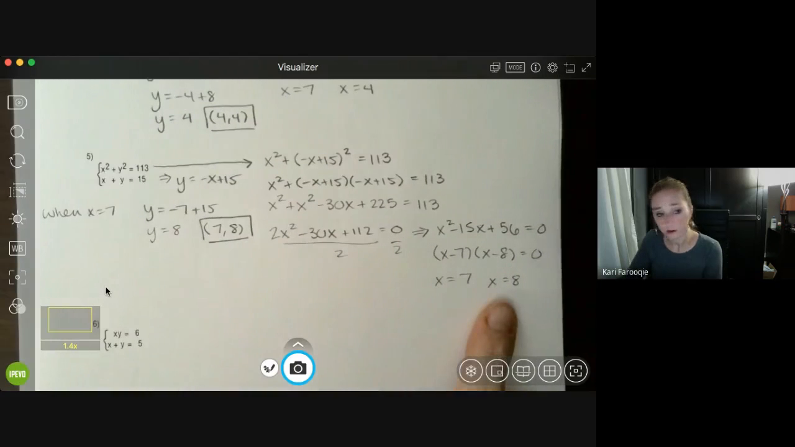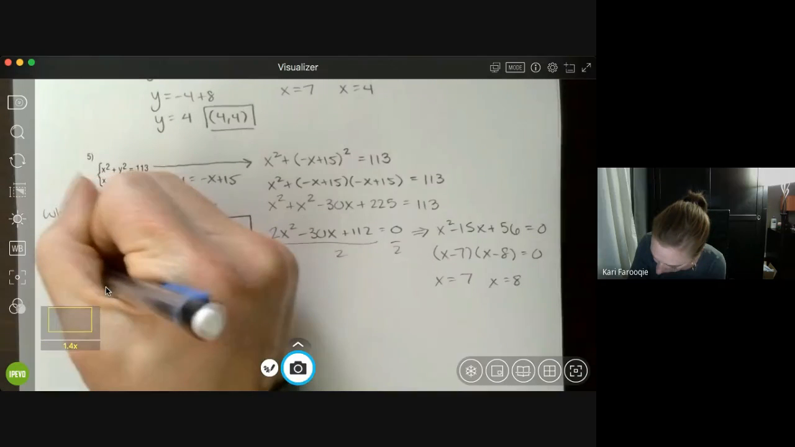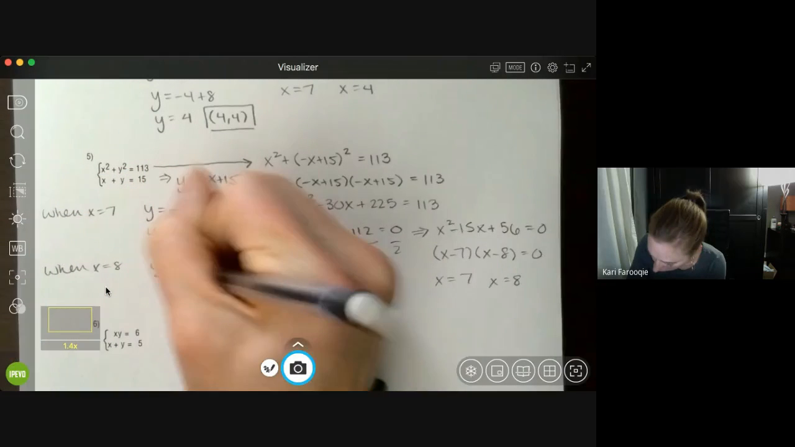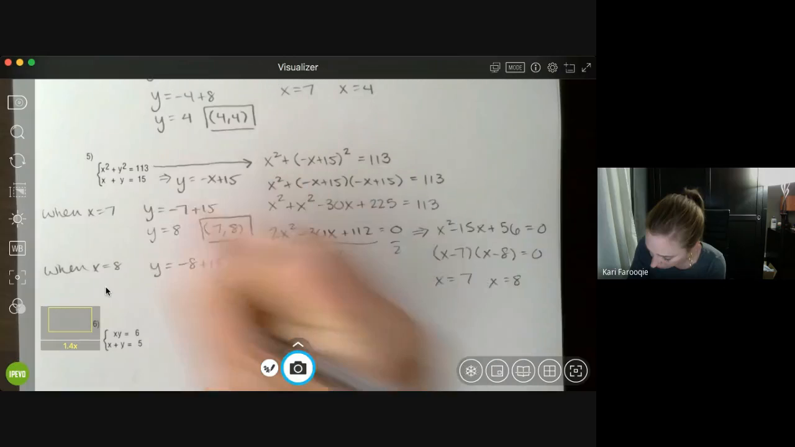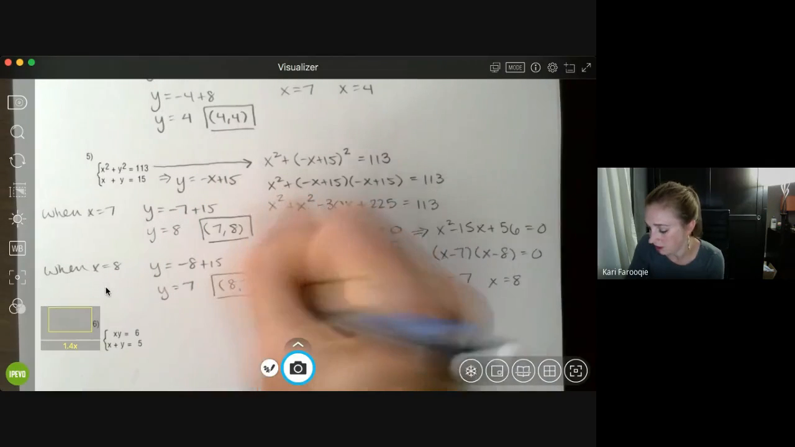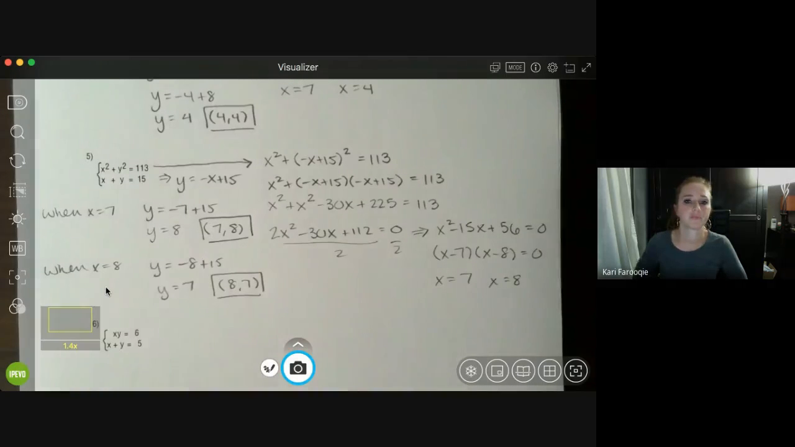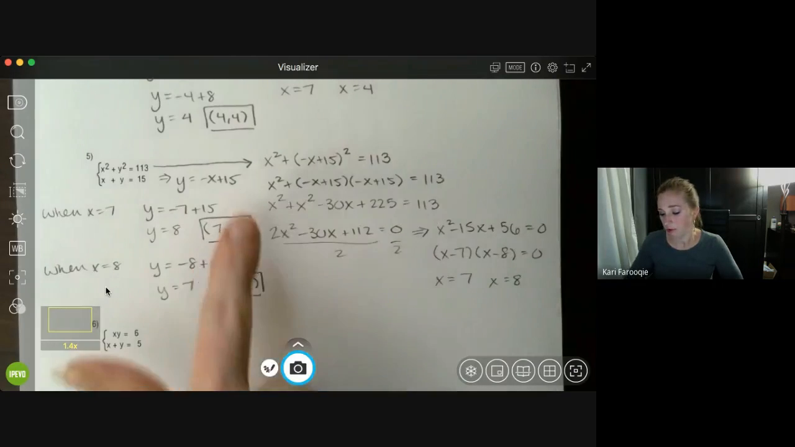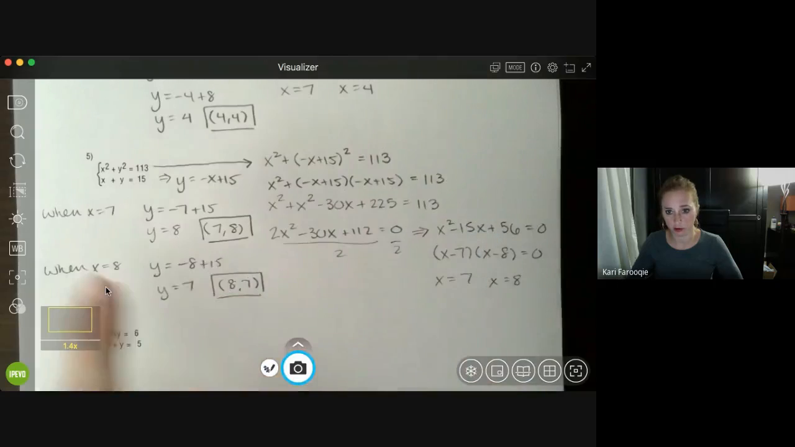And then you have another value of x, and that's x equals 8. So when x equals 8, y equals -8 plus 15, which means y equals 7. That gives you a point at 8, 7. Which I know seems odd and weirdly coincidental, but you're going to see why you have this behavior when you look at the graph. Before I show you how to graph this, does anybody have a question about the solution? Because this is really the important thing.